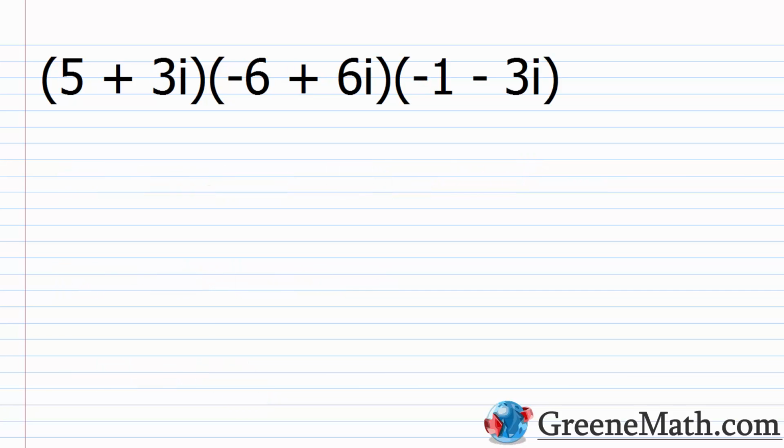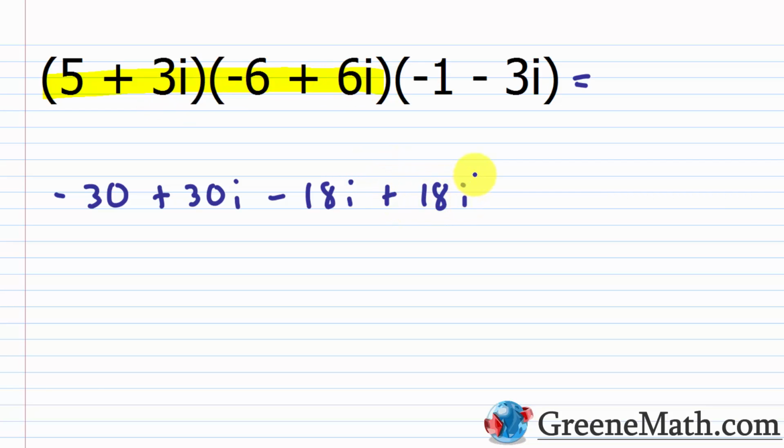So we have the product of three binomials here. So I'm going to use FOIL with the first two, and then I'll take that result and multiply it by the final binomial. So we'll just start with these guys right here. So what does that give us? So 5 times negative 6 would be the first terms. That's negative 30. The outer, 5 times 6i, is plus 30i. The inner, 3i times negative 6, is minus 18i. The last, 3i times 6i, is plus 18i squared.